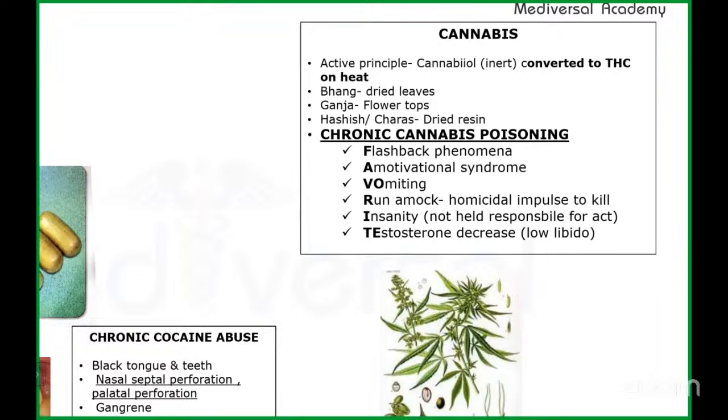VO for vomiting. R for run amok. It's a homicidal impulse to kill. Basically, in a patient of chronic cannabis poisoning or overdose of cannabis, this patient will initially want to kill somebody, so he will kill a person and then run around the house, hide in the cornermost part of the house and then commit suicide. So a homicidal impulse to kill followed by suicide is what is called run amok.